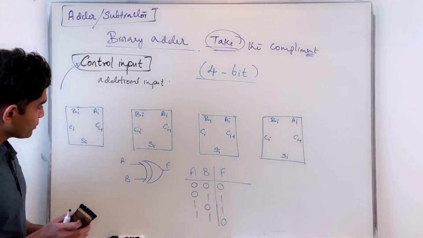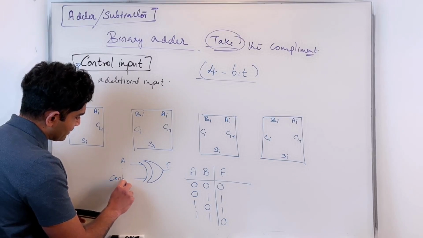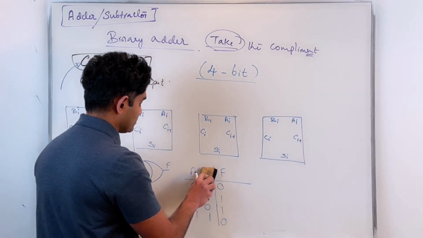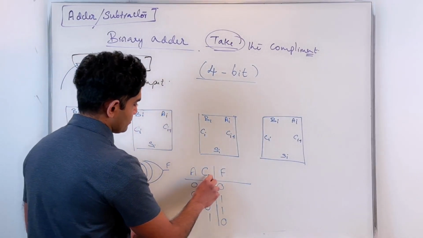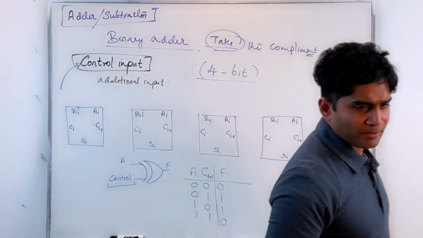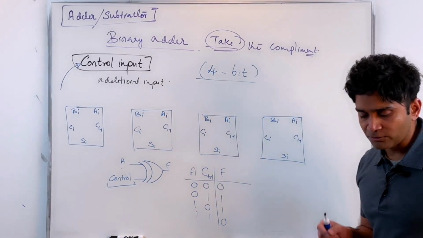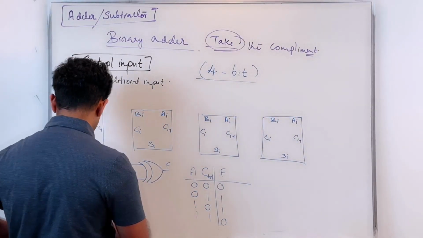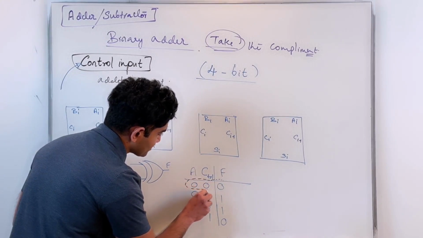Now what I will do is, instead of B, let me call this control, and see what happens. If I look at it from the perspective of the control input, let's say this is a control. Let me call it CTRL. Now I would like to look at the output from the perspective of this control. So what do you see? If my control is 0, which happens in these two instances, what is happening to my F?